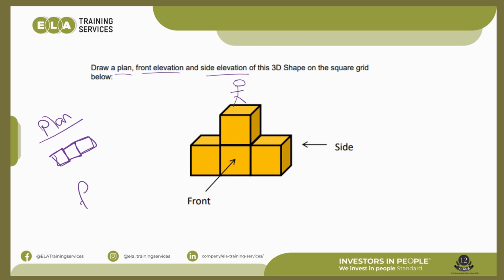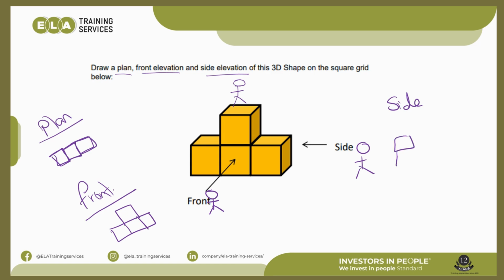Front. So we're standing here. We can see 3 cubes along the bottom and a cube in the centre. Now for side, there we are. So what can we see? 1 cube on top of another cube. Again, use a ruler, take your time.